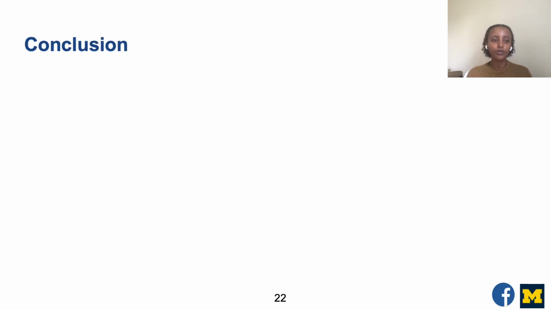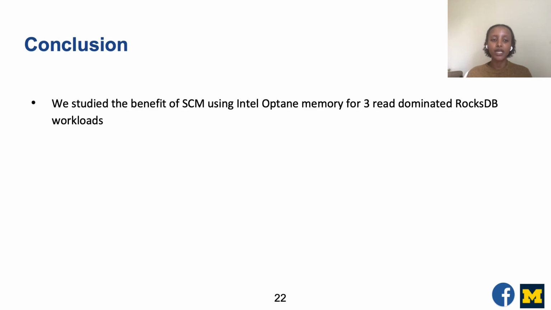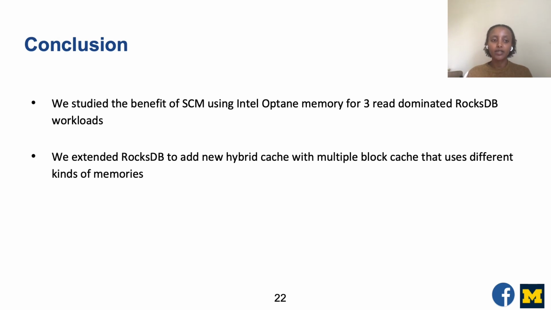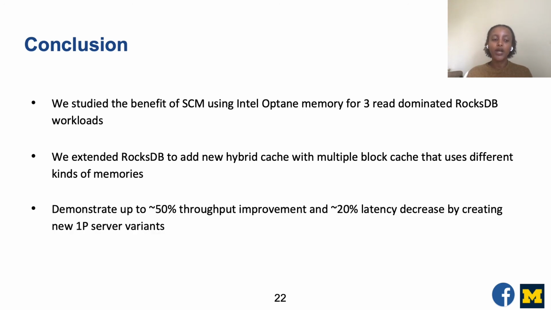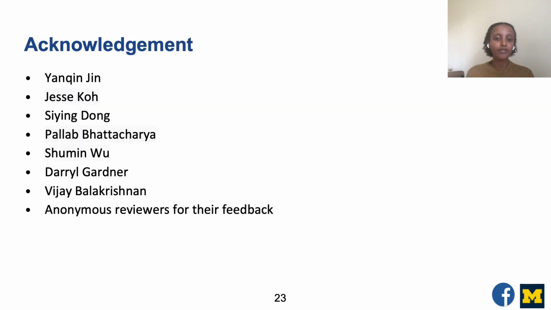In conclusion, we studied the benefit of SCM using Intel Optane memory for 3 read-dominated RocksDB workloads at Facebook. We extended RocksDB to add a new hybrid cache with multiple block caches that use different kinds of memories. Then we were able to demonstrate up to 50% throughput improvement on average and 20% latency decrease by creating new 1P server variants.